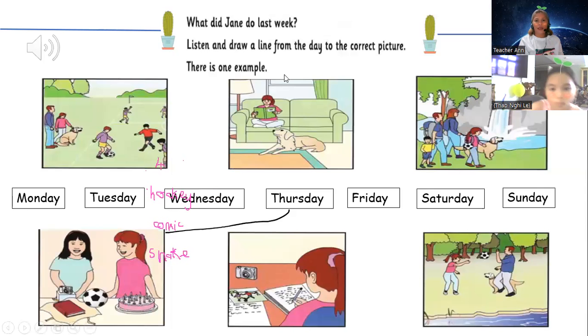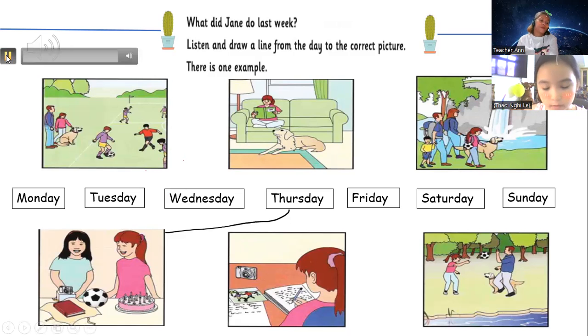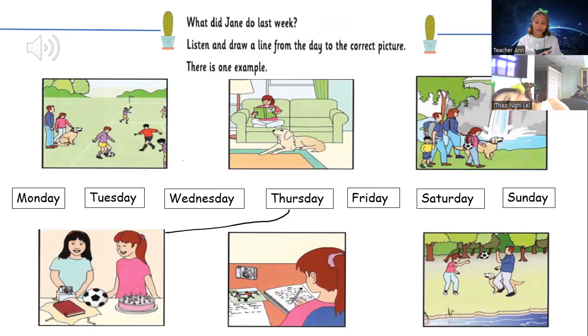Now let us have here, okay. So in this one, you listen. You have to tell me, listen and draw the correct picture about Jane. What did Jane do last week? You have to write the line, okay? Monday, Tuesday, Wednesday, Thursday, Friday, Saturday, and Sunday. We have 6 pictures. You have to tell me where did Jane go. Okay, ready? Part 3. Look at the pictures. What did Jane do last week? Listen and look. There is one example.